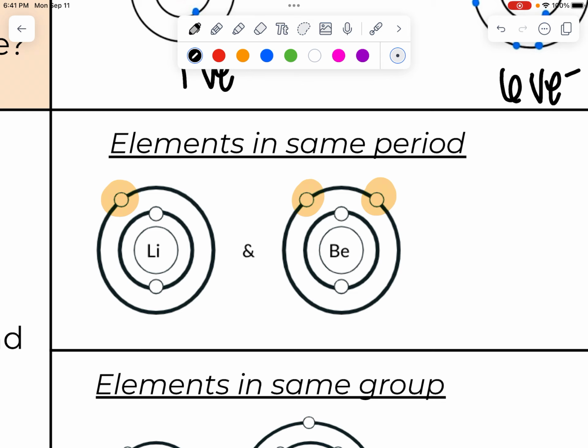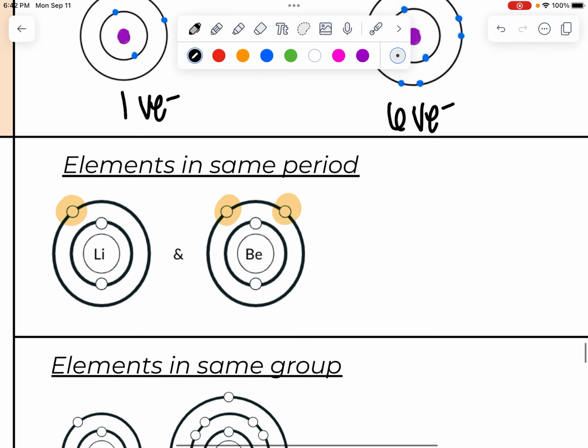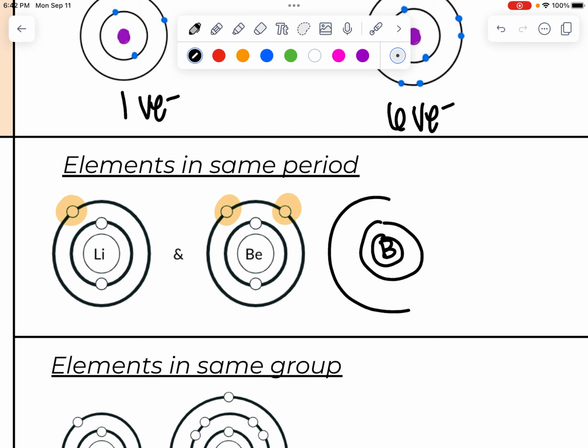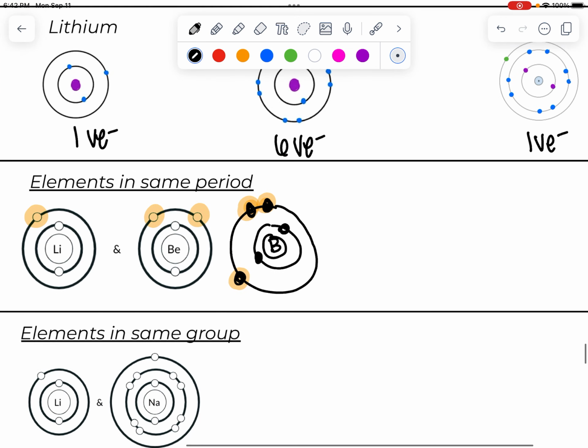Take a second and predict to yourself, the next element in this period would be boron. What's the Bohr model for boron going to look like? 1, 2, 3. How many valence electrons does boron have? 1, 2, 3. So what's happening to the elements that are in the same period with their valence electrons? As you go across the period, the valence electron count increases by 1.